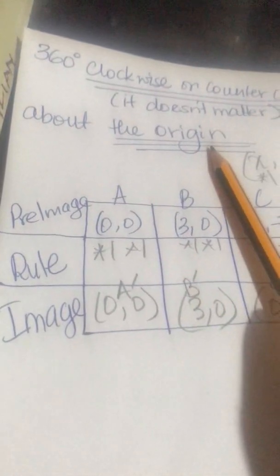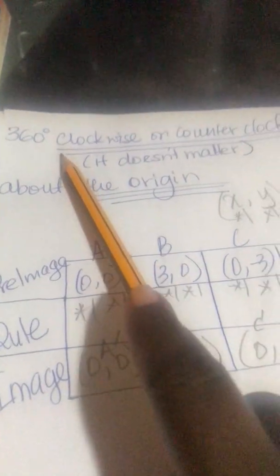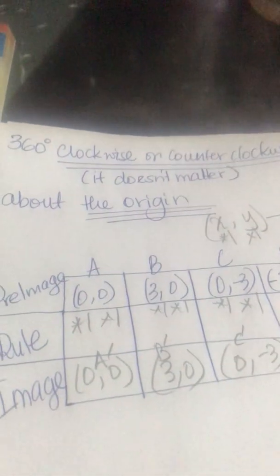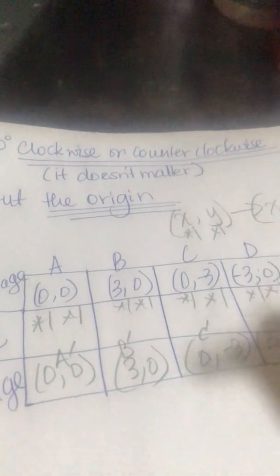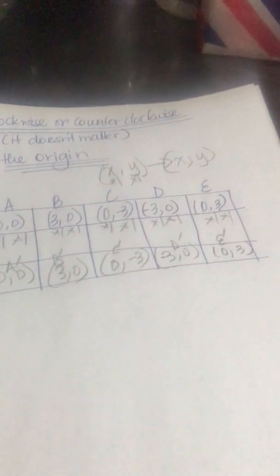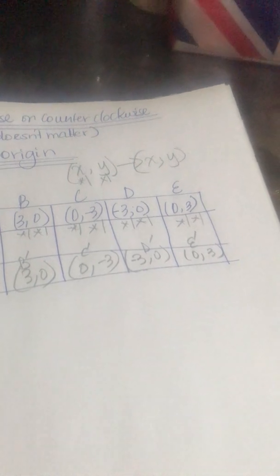Okay? So that is how you do rotation about the origin. For 360, clockwise or counterclockwise, it doesn't matter. 180, it doesn't matter. Okay? So I have just shown you how to rotate about the origin. I am going to do another video for rotating about a point.